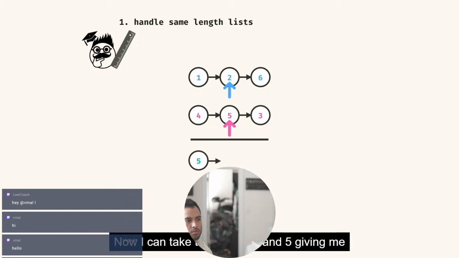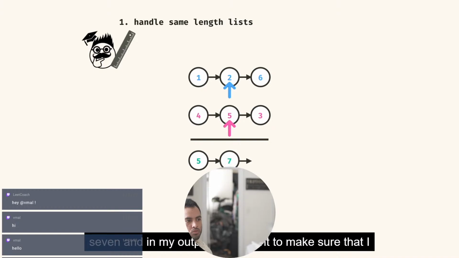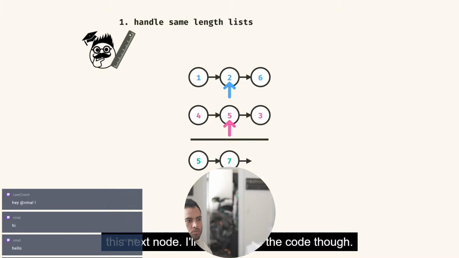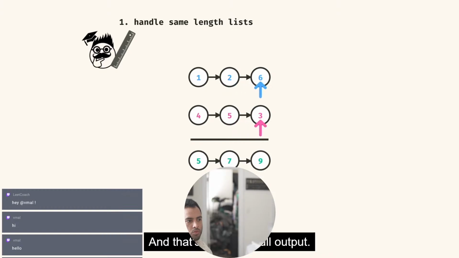Now I can take the sum of 2 and 5, giving me 7. And in my output, I just want to make sure that I can make that connection from my previous node of the output to this next node. I'll leave that in the code though. Next iteration, I take the sum of 6 and 3, giving me 9. And that's actually our full output.